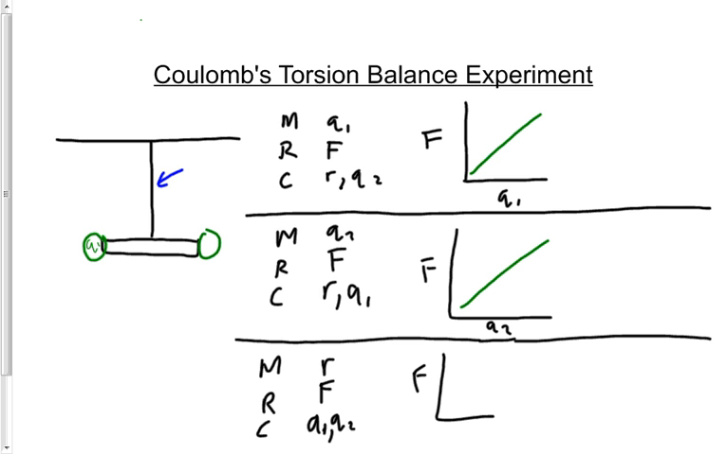Plots a graph of F versus R. When he does that, he gets a little bit of a crazy relationship. The first two relationships tell us that as Q goes up, Q1 or Q2 goes up, F goes up. In other words, F is directly related, the magnitude of F is directly related to Q1, and the magnitude of F is directly related to Q2. In other words, as both of those charges go up, F goes up as well.